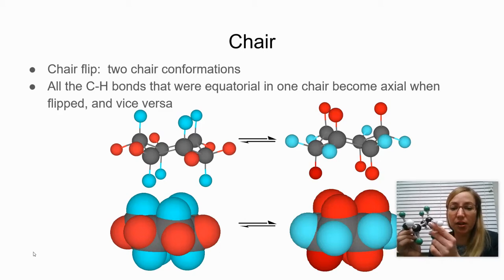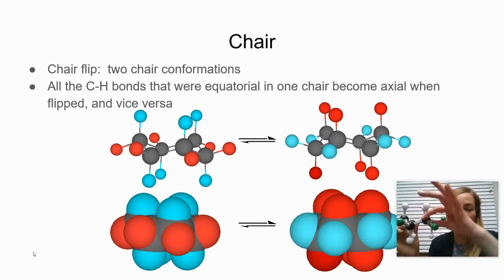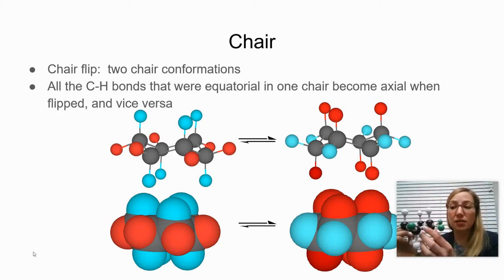Now, if I've got the chair that's on the left right now, and I want to flip it, all I do is take the head of my prior chair and bring it down to become the foot of the chair. And then I bring the old foot of the chair up to become the head of the chair. I have to do a little bit of twisting to make sure that everything is lined up straight up and down. So now this has become the foot of my chair, and this has become the head of my chair. Now, I want you to watch the colors of the axial and equatorial hydrogens this time.